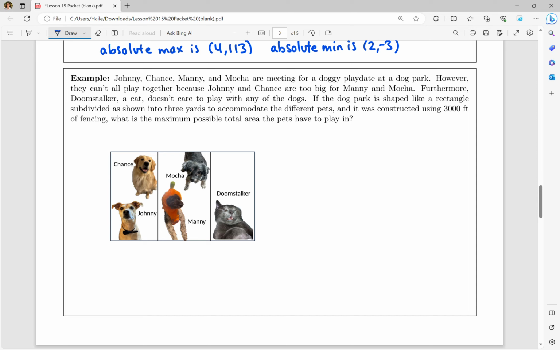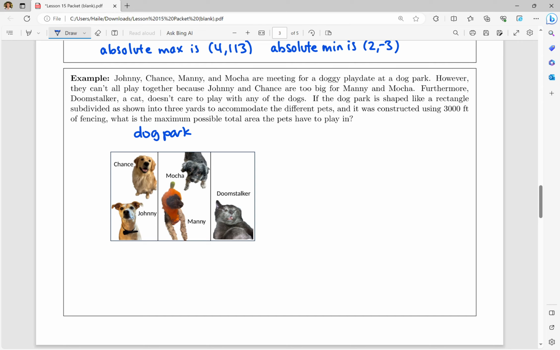So, if the dog park is shaped like a rectangle, subdivided as shown into 3 yards to accommodate the different pets, and it was constructed using 3,000 feet of fencing, what is the maximum possible total area the pets have to play in? All right, so we have our picture of our dog park right here with all the little doggies in it and the one cat.